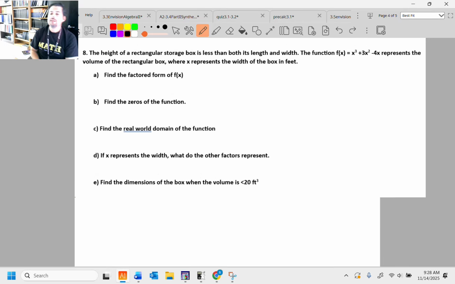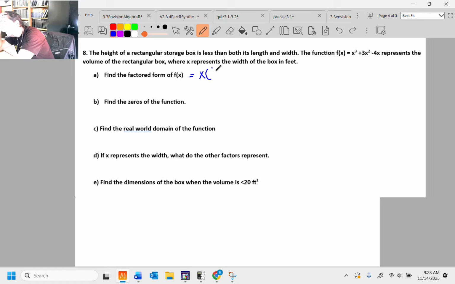Number 8's highlighted. The height of a rectangular storage box is less than both its length and width. The function f of x equals x cubed plus 3x squared minus 4x represents the volume of the rectangular box, where x represents the width of the box in feet. So x is the width. Find the factored form. All right, so factoring 101: I can pull an x from all three pieces.